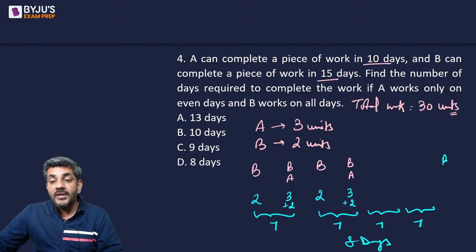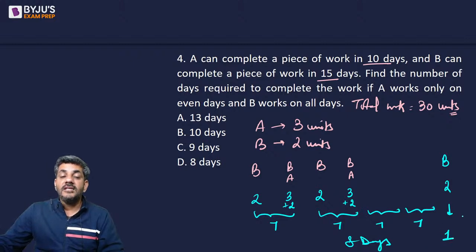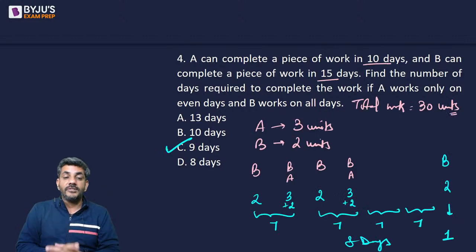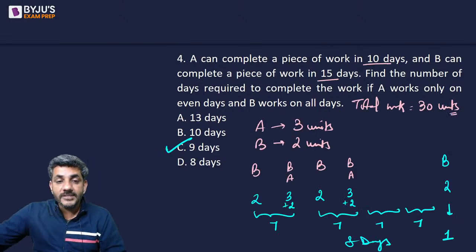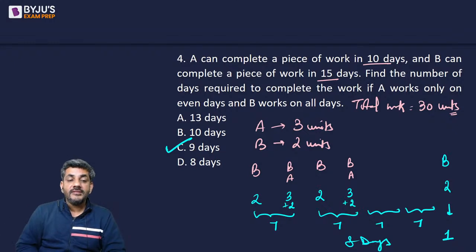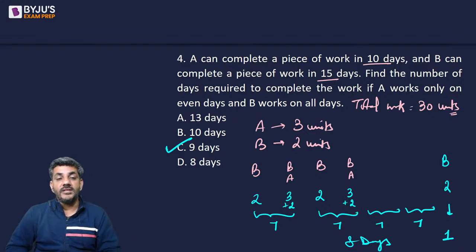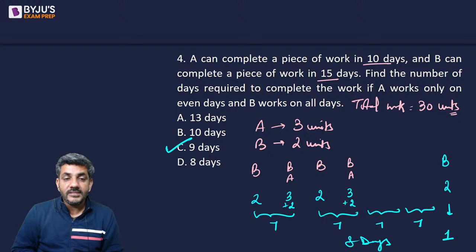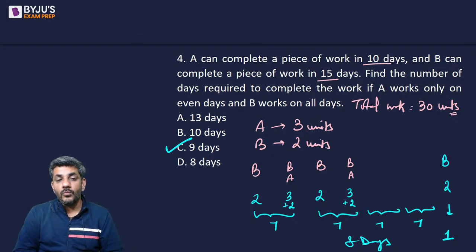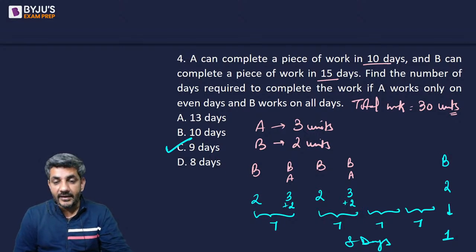On the ninth day when B works, he will make 2 units and the job would be done. So ultimately, after these 8 days, one more day would be taken. So the work would be completed in 9 days, which is given over here as option C. So yes, option C is the right answer for this question. That is the right answer for question number 4. I hope it is clearly understood to all of you.